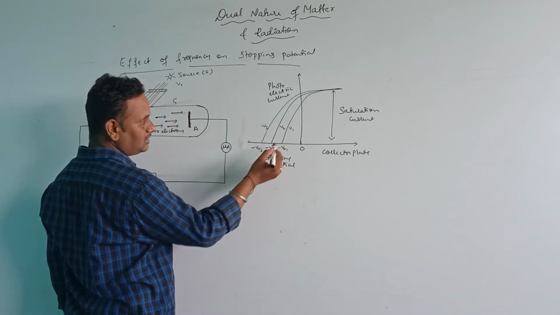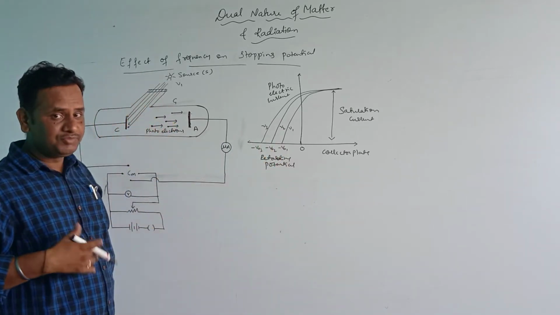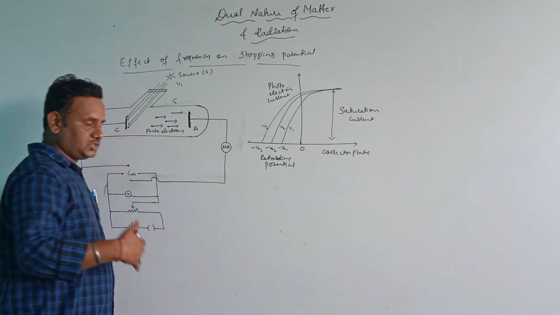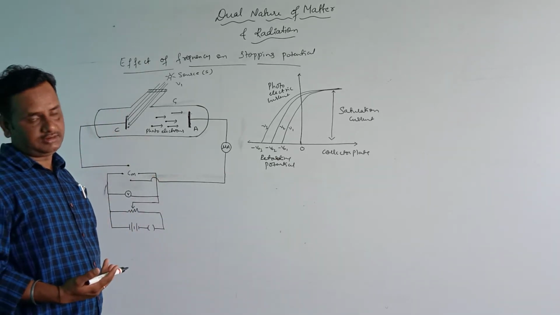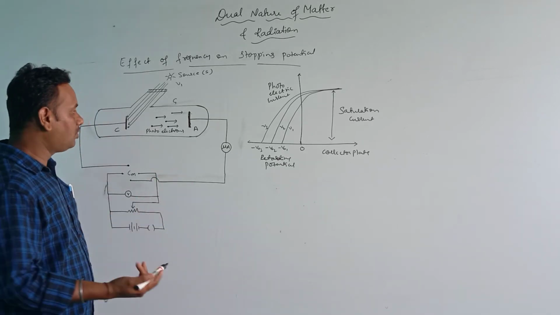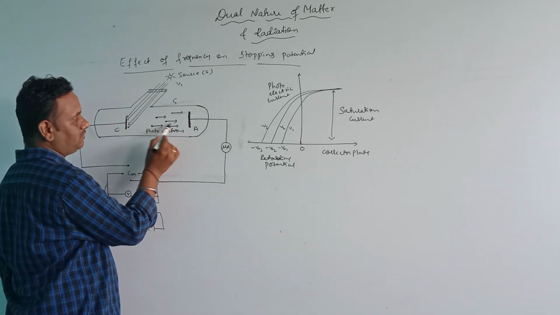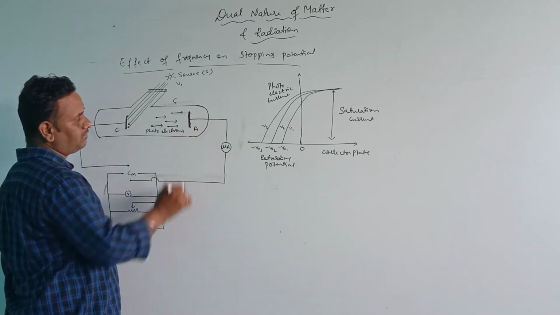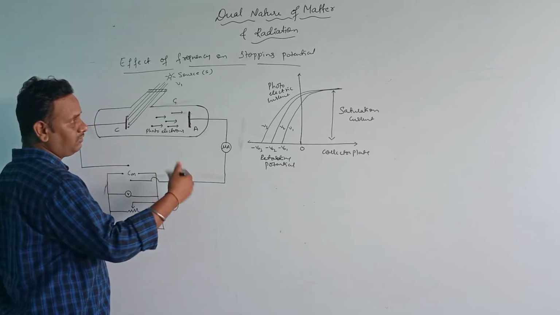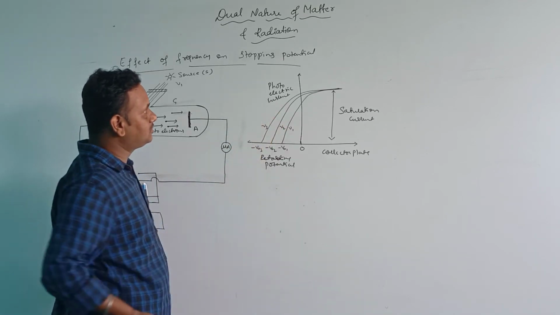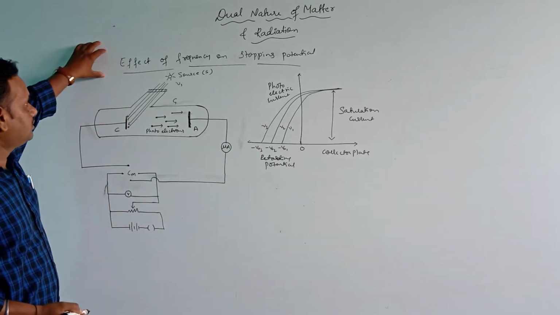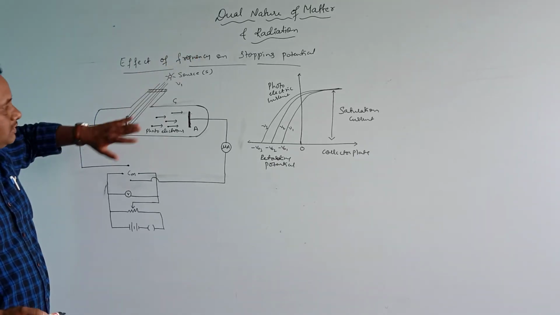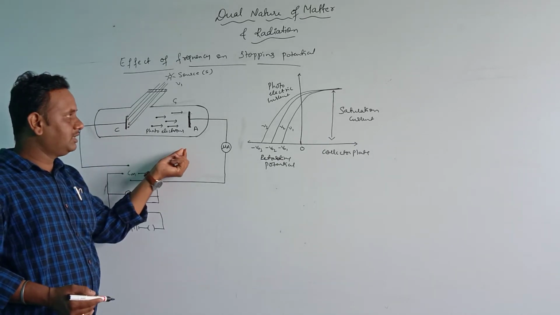So frequency and stopping potential are directly proportional to each other. As frequency increases, stopping potential also increases. The more the frequency, the more the maximum kinetic energy of the photoelectrons, so that they can reach the anode plate, and there will be an increase in the photoelectric current. This is what we have studied in the effect of frequency on stopping potential. Once again I am repeating what we have done here.